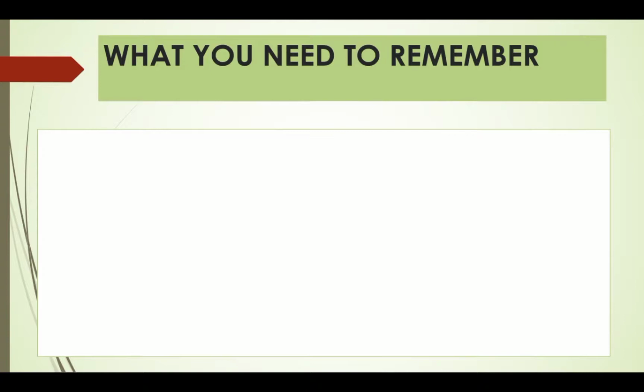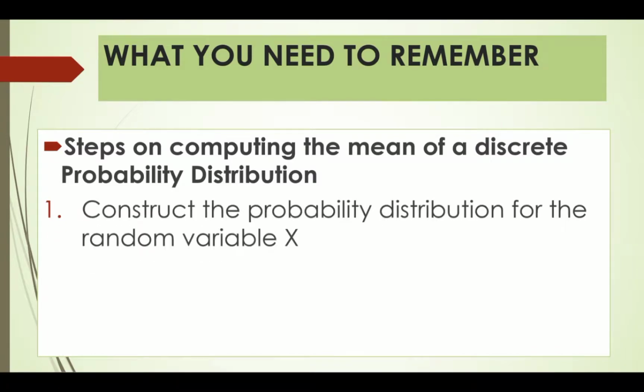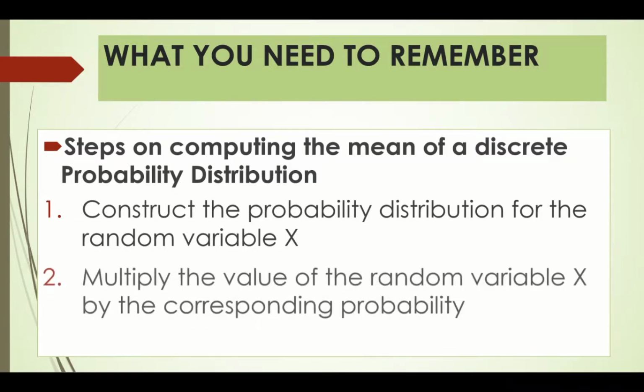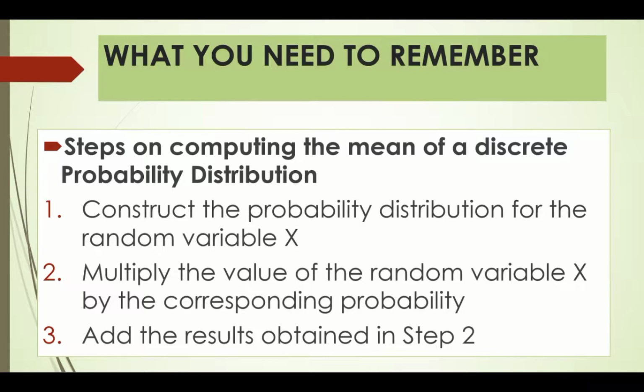What you need to remember. Here are the steps on computing the mean of a discrete probability distribution. First, construct the probability distribution for the random variable x. Second, multiply the value of the random variable x by the corresponding probability. Then, add the results obtained in step 2.